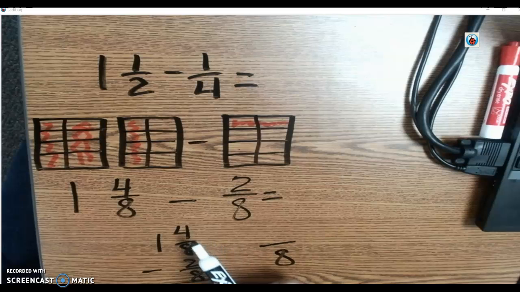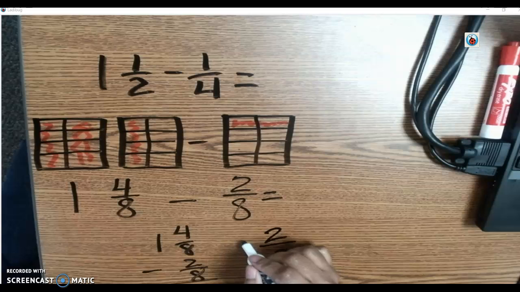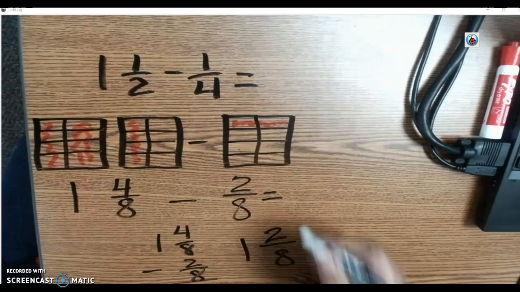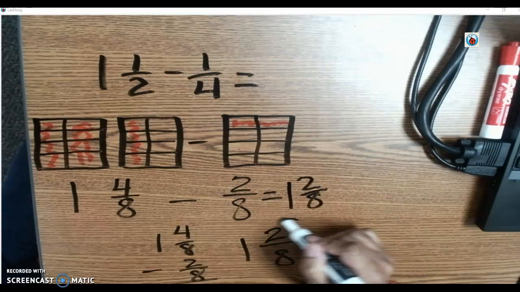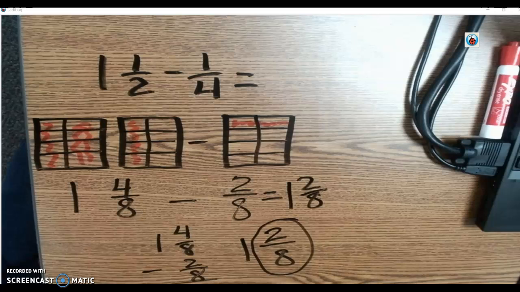And then my numerator, 4 minus 2, is going to be 2. And then I bring down my 1. So far my answer is 1 2/8. But I'm looking at this number, 2/8, and I know that I can simplify this.